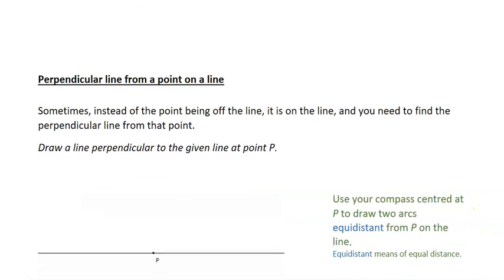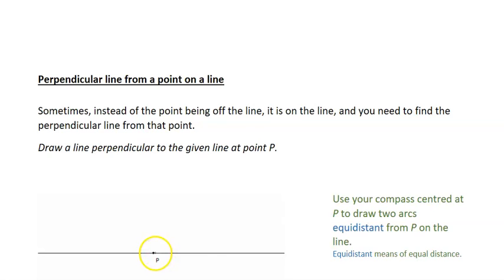Next, a perpendicular line from a point on a line. Sometimes instead of the point being off the line, as you can see here with P, it is on the line, and you need to find the perpendicular line from that point. If you cannot use a protractor, you need to use constructions and a compass to do that. So draw a line perpendicular to the given line at point P. Use your compass centered at P, so the pivot point is at P, to draw two arcs equidistant from P on the line. Equidistant means of equal distance.